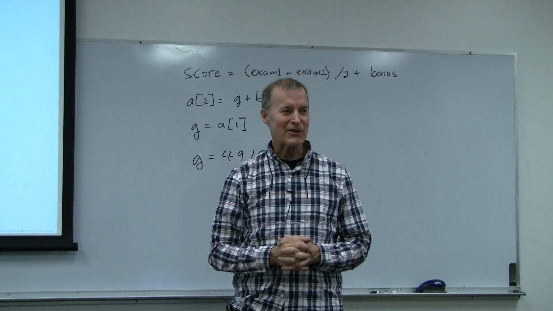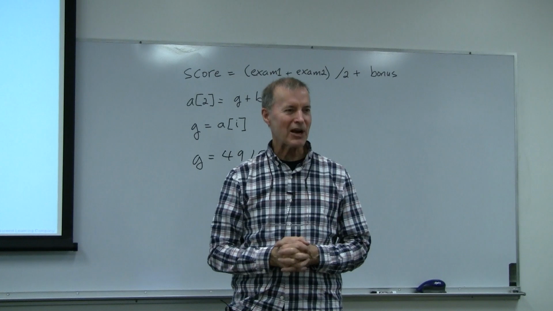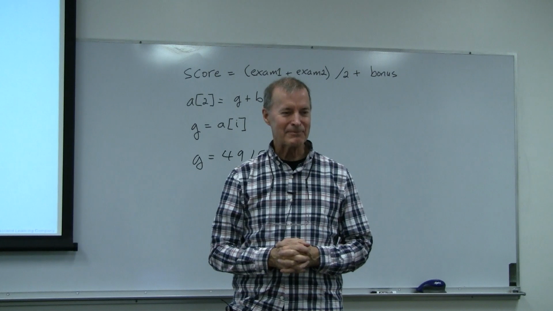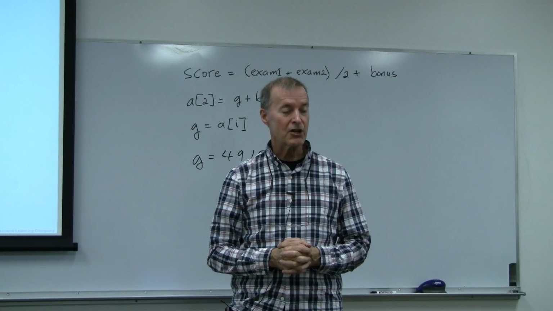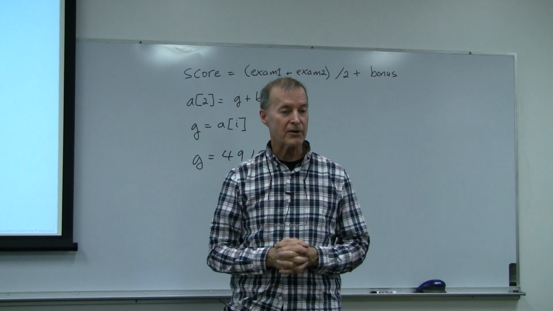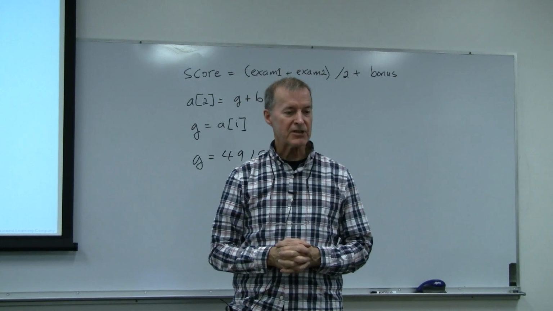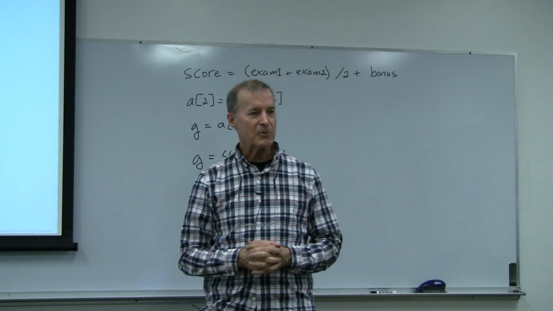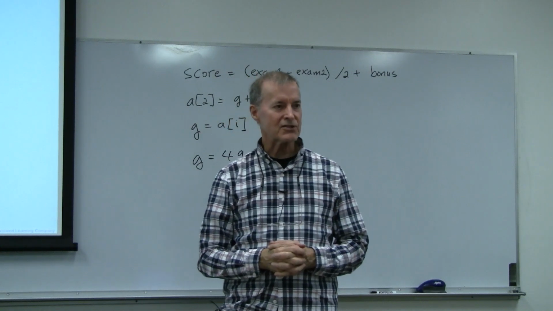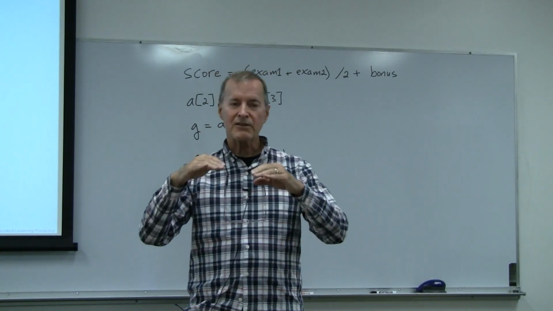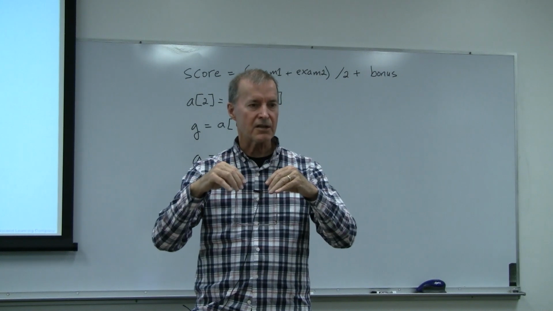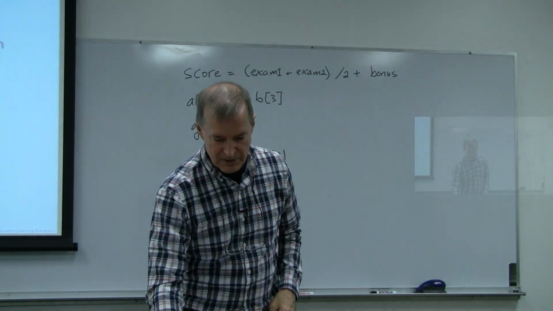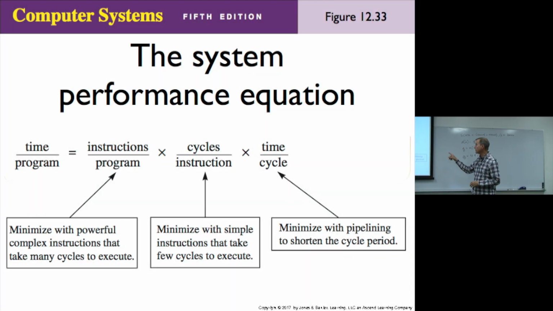There is a resurgence now of CISC projects, because basically what you can usually do in hardware is a computation faster than you can do the equivalent computation in software. So the argument is the more that you can do in hardware, the faster the execution. But it's complicated, and it's not clear cut. Let's go back and review the performance equation. Here's the system performance equation in figure 12.33.